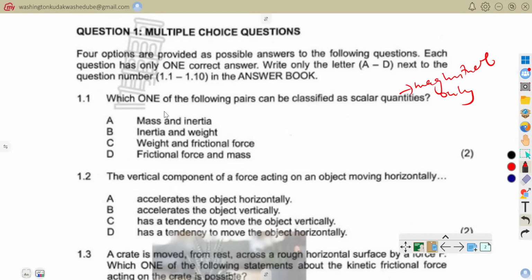So option A was saying mass and inertia. Yes, mass and inertia, they can both be fully described by stating their sizes only. Weight is not. Weight is a vector quantity. Weight and frictional force are all vector quantities. Frictional force and mass, this one is a vector quantity, this one is a scalar quantity. So they want where we have got a pair of what? Scalar quantities. So our correct answer was going to be A.